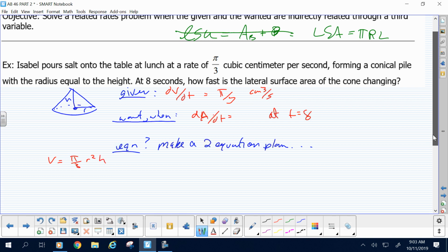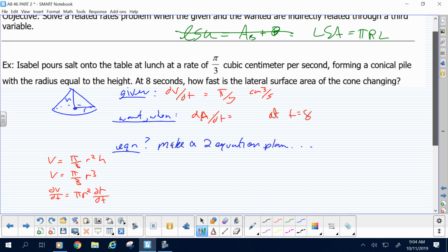Do you agree that volume is pi over 3 r squared h? Okay, so pi over 3 r cubed. Why? All right. That was pretty nice. You're welcome. Okay, now we're ready to differentiate. What's the derivative with respect to time? Pi r squared dr dt.